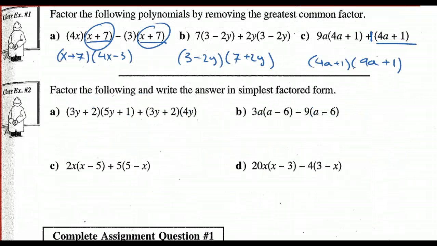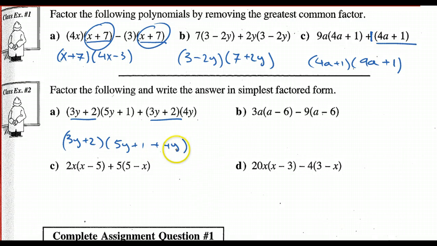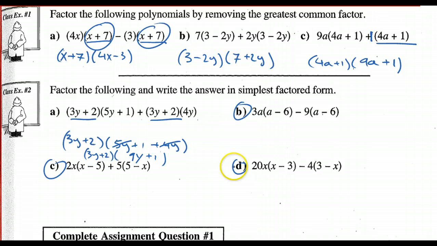Okay, what do we have here? Factor the following and write the answer in the simplest factored form. So I have 3y plus 2 as my common factor, so 3y plus 2 is going to jump out, and then I'm going to be left with 5y plus 1 plus 4y. Okay, and I'm going to finish that off with 3y plus 2 times, combining this into 9y plus 1.